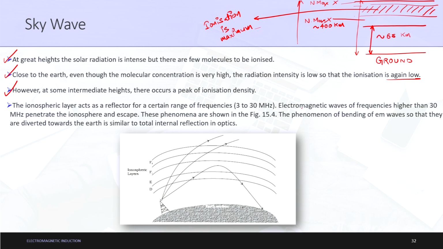Electromagnetic waves of frequencies higher than 30 megahertz penetrate the ionosphere and escape. So these higher frequencies cannot be used as a skywave. These phenomena are shown in the figure, and the phenomenon of bending of EM waves so that they are diverted towards the earth is similar to total internal reflection in optics.